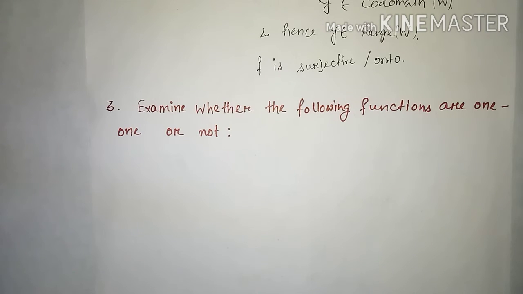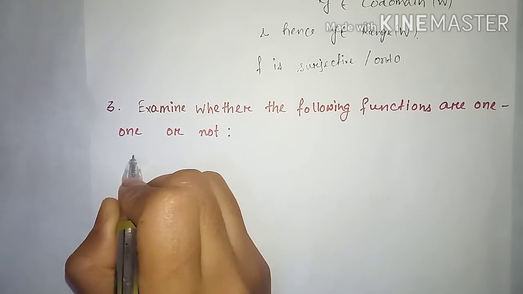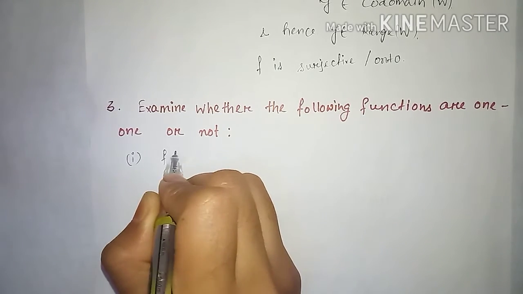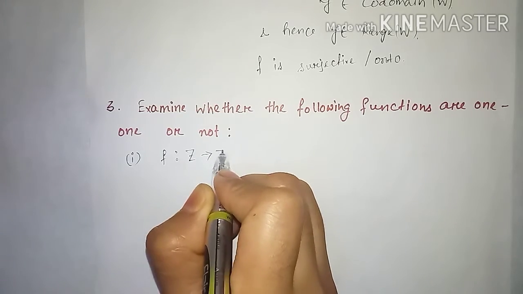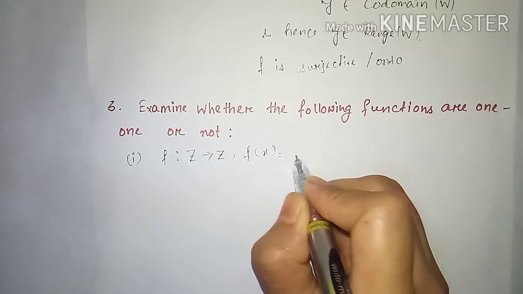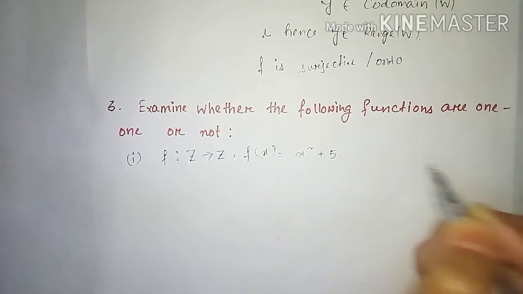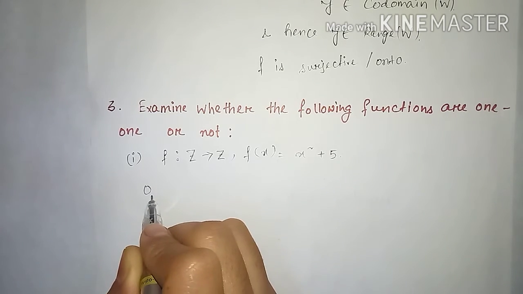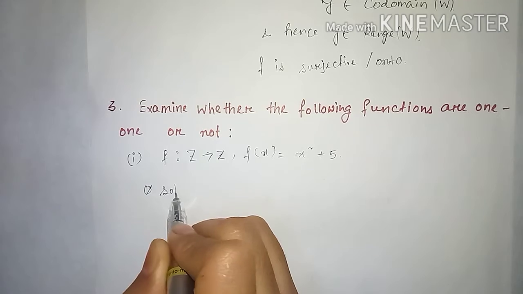Now, come to question number 3. The question is, examine whether the following functions are one-one or not. We have some functions which we need to check whether they are one-one or not. We have to check injectivity only. The first question is, function f from Z to Z, where f of x equal x square plus 5. We need to check whether this function is one-one or not.